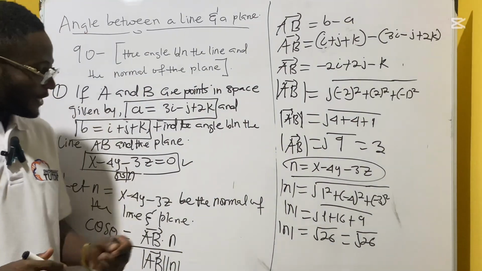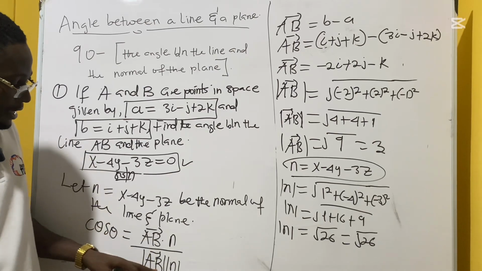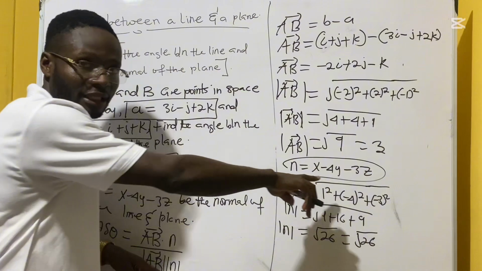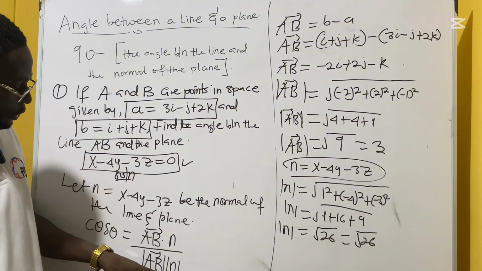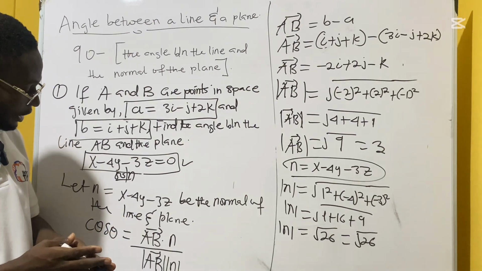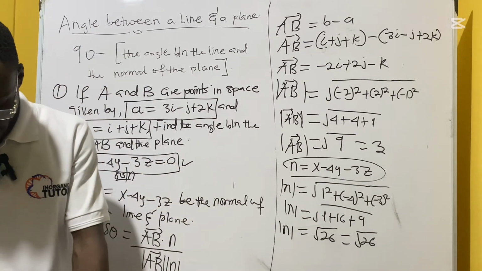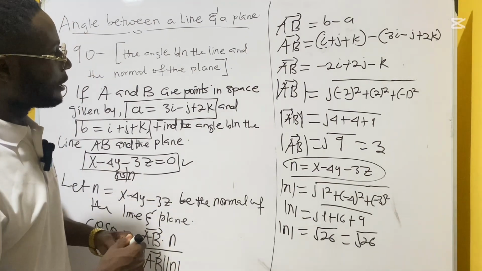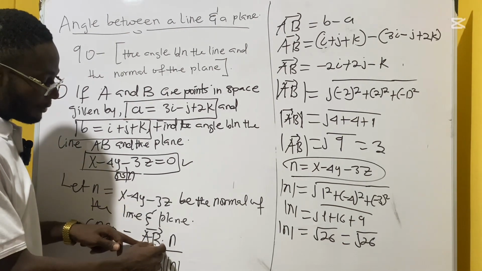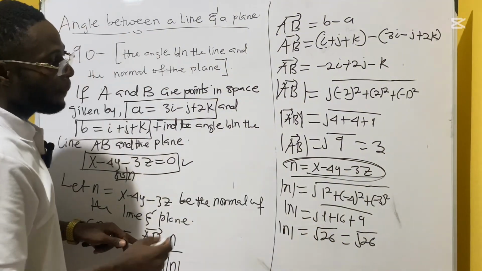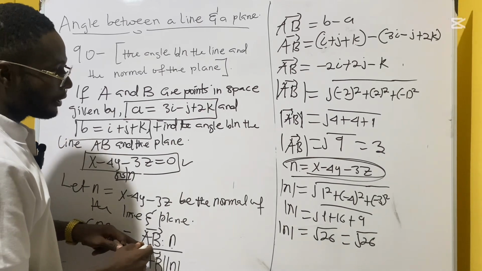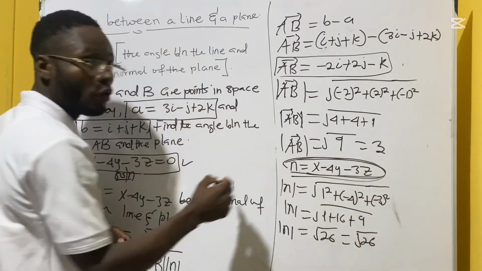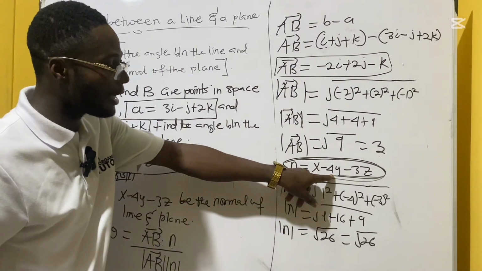Wow, that is interesting. So now we have the position vector AB, we have the magnitude of position vector AB, and we have the magnitude of the normal, the position vector n. So the next thing we have to do is do substitution, and then we can find our theta. So right here, what we need from here is position vector AB times n. We know that position vector AB is right here. And we know our n, which is the normal to the plane, is x minus 4y minus 3z.